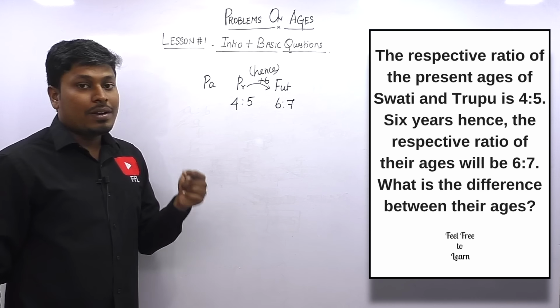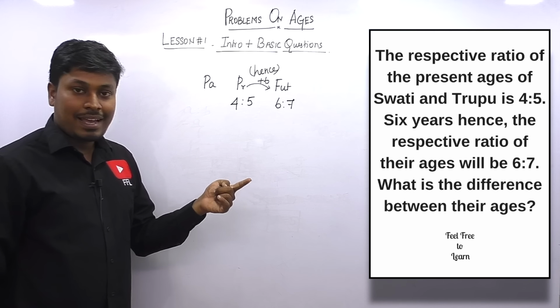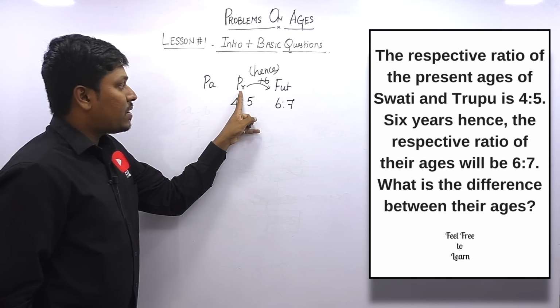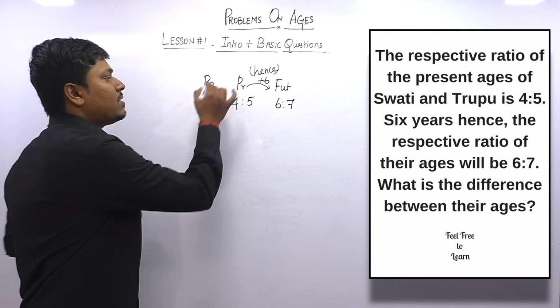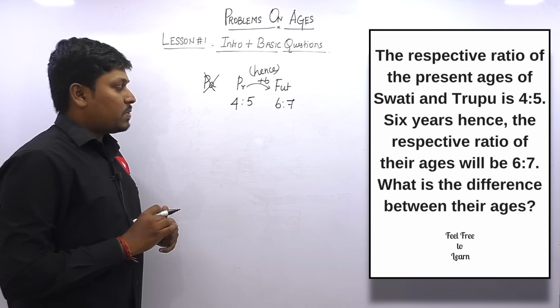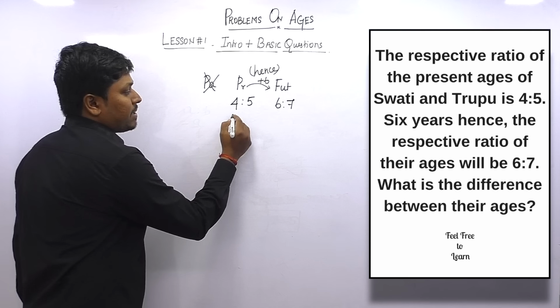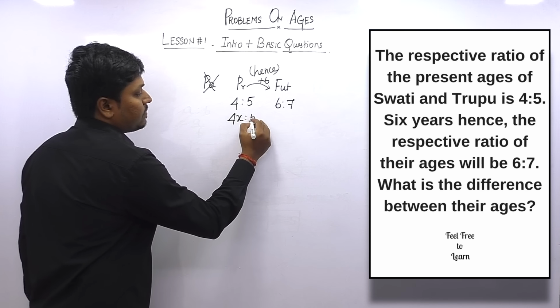Our target is to find the difference between their ages. The complete question is based on the present and the future, so they are not talking about a past year. So what do you need to do? We need to assume the present ages as 4x and 5x.